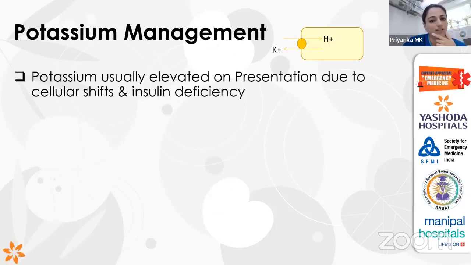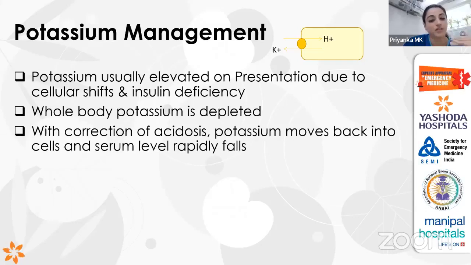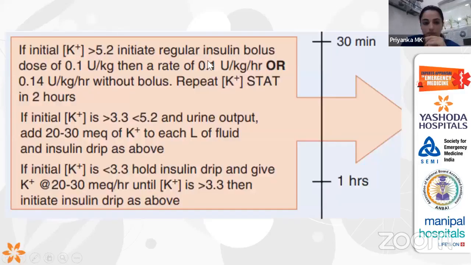Potassium management. Potassium is usually elevated on presentation due to cellular shifts and because there's a deficiency of insulin. But generally, the whole body potassium is usually depleted. But again, when you're correcting acidosis, potassium tends to move back into the cell and the serum level rapidly falls. So Ringer's lactate contains potassium, so it may be used as an IV fluid, and it tends to bring up the potassium.